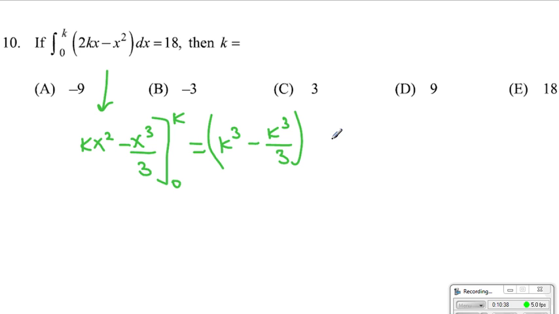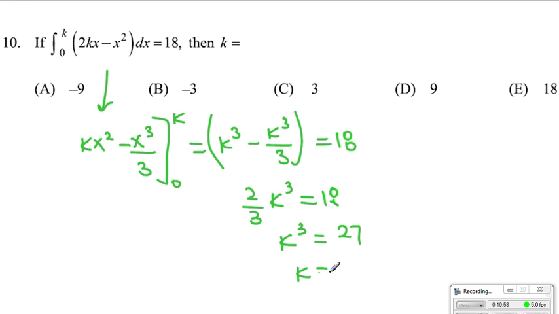But this one must be equal to 18. So this simplifies into 2/3 k to the third power is equal to 18. And k to the third power, in fact, becomes 27, which allows us to have k equal to 3. Then our answer is choice C.